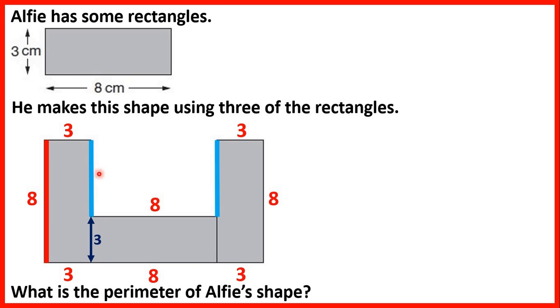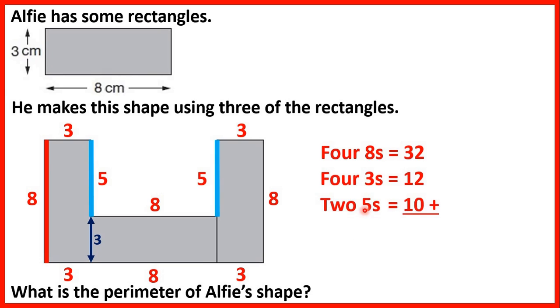So now, something plus 3 has the same length as 8. So we know that these lengths must be 5, because 5 plus 3 is 8, and we can see that the lengths are the same. So we have 4 8s, that's 32, we have 4 3s, so that's 12, and we have 2 5s, so that's 10. So if we add up all the lengths that we've written, so the lengths around the outside of the shape, we get 54 centimeters, so that's our perimeter.